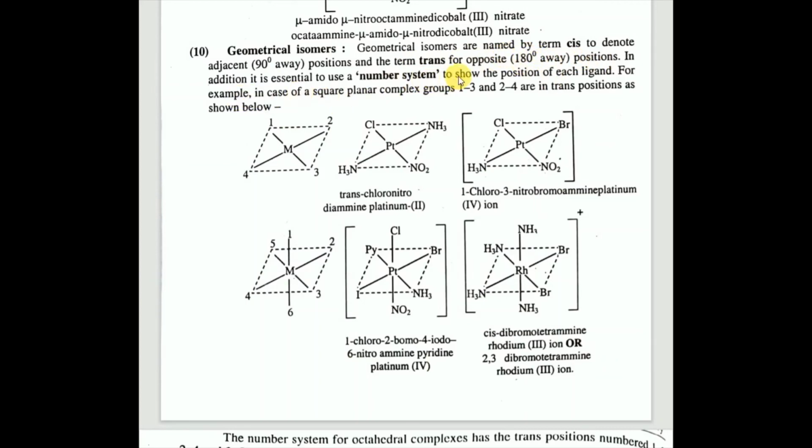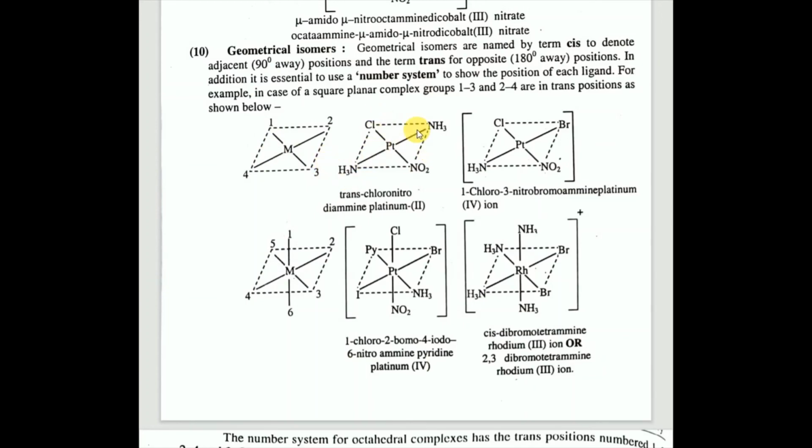The numbering for cis and trans is that in a square planar complex, groups 1,3 and groups 2,4 are in trans positions. Similar groups at positions 1 and 3, or 2 and 4, make this complex a trans complex. Similar groups at positions 2,3 or 1,4 make it cis. Meaning 90 degrees away is called the cis isomer and 180 degrees away is called the trans isomer.